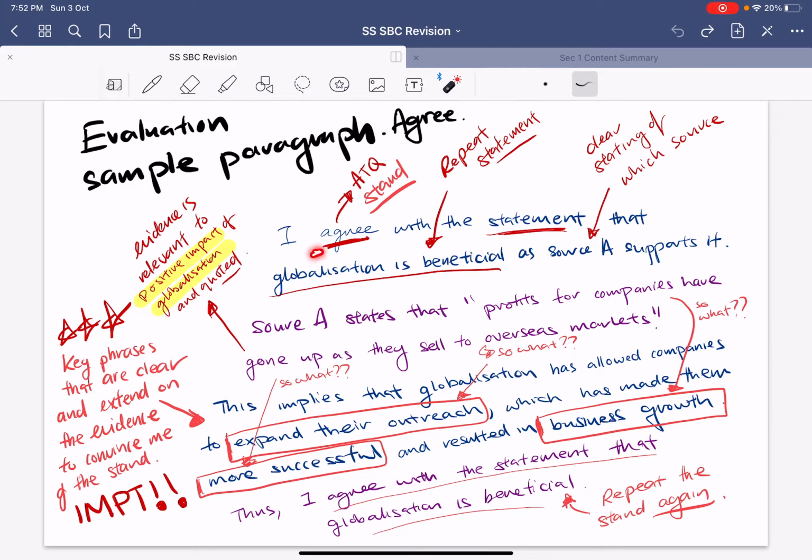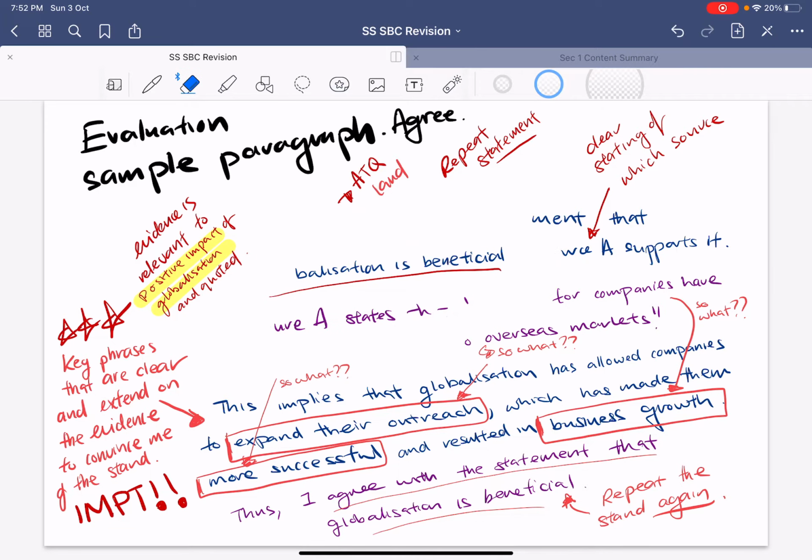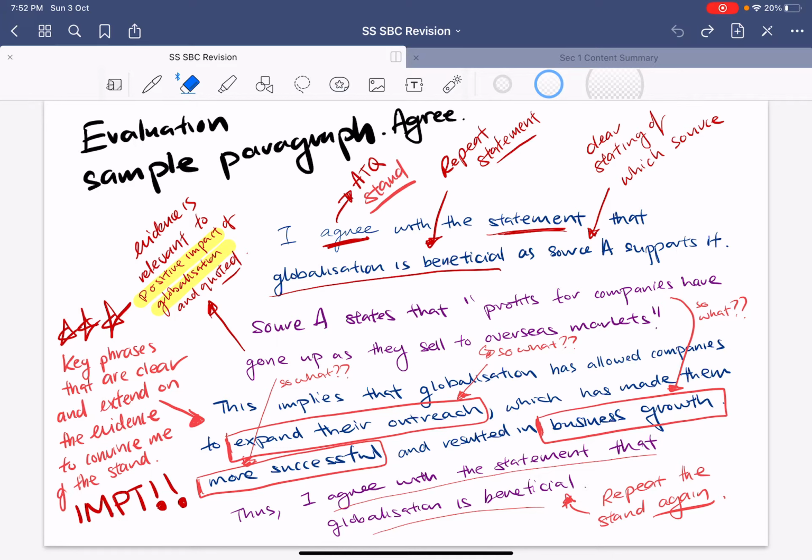So you see, I agree. Follow the question phrasing. If the question says, do the sources agree? Then you say source A agrees that blah blah blah. But if the question is asking, do you agree? Then you must say, I agree. I agree with the statement. Write the full statement down. This is about SS, but it applies to history as well. So: globalization is beneficial. The full statement has to be repeated. Then you write that A supports it. Then you write the support here.